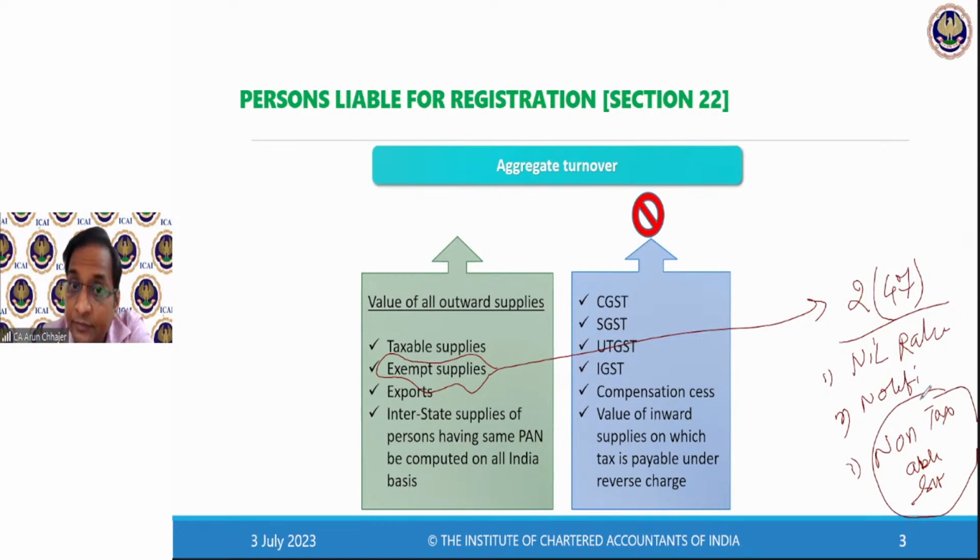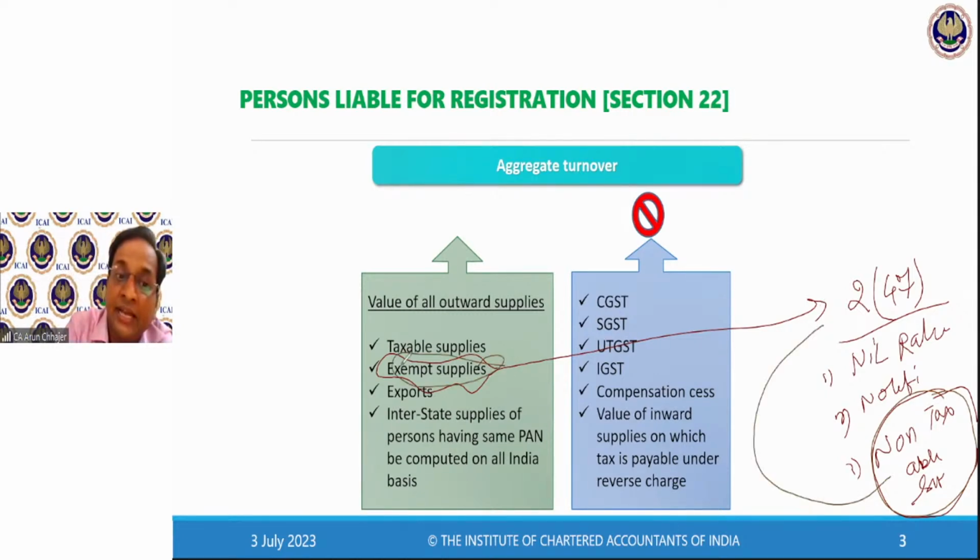If I ask all of you, will the supply of petrol be added in the aggregate turnover? The answer would be yes. Why yes? Because petrol is a non-taxable supply, and by virtue of that it becomes exempt, and exempt supply would be added in the aggregate turnover. So will the petrol sale be included in the aggregate turnover? The answer is yes.